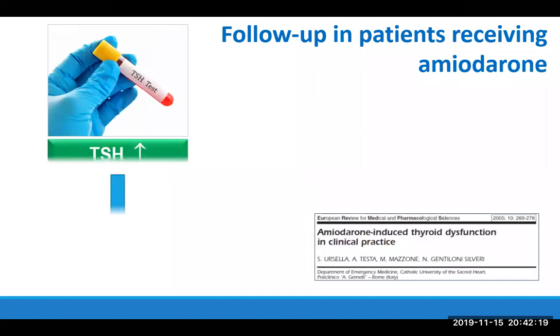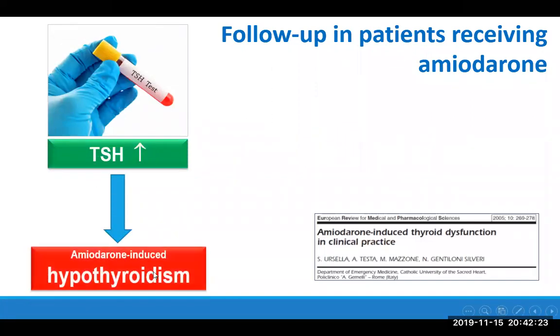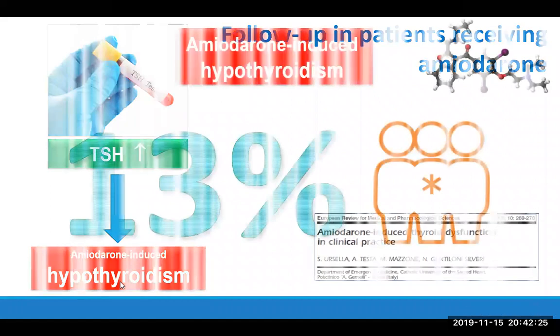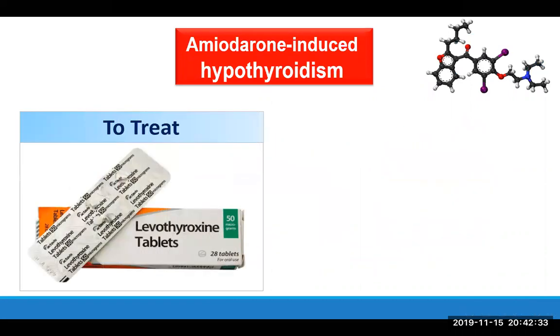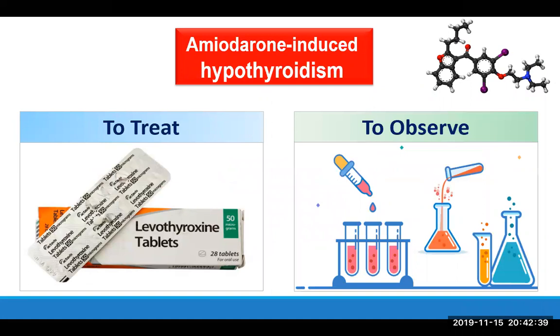According to the guidelines, in any patient receiving amiodarone, if TSH is elevated, this is amiodarone-induced hypothyroidism, and it affects about 13% of patients who receive amiodarone, about 13 to 18%. The most debatable point is to treat or not to treat, just observation. If the patient is diagnosed as amiodarone-induced hypothyroidism, do we treat or just observe?